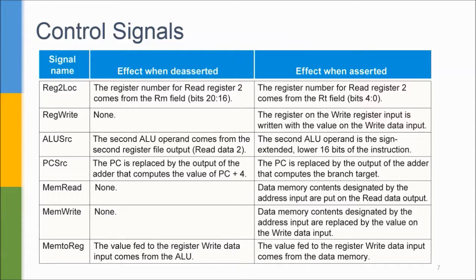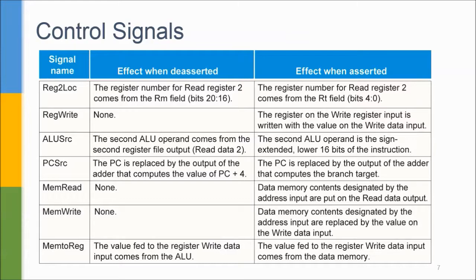Similarly, REG write has no deasserted action. As an asserted action, the register on the write register input is written with the value on the write data input. ALU SRC: when deasserted, the second ALU operand comes from the second register field output, and when ALU SRC is asserted, the second ALU operand is the sign extended lower 16 bits of the instruction.